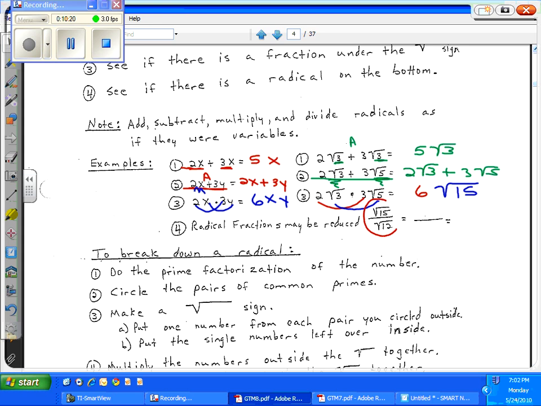Remember also that we can reduce radicals just like we reduce numbers by dividing each member by their greatest common factor. Now square root 3 goes into both of those. Square root 15 divided by square root 3 is square root 5, and square root 12 divided by square root 3 is square root 4. So that reduces to square root 5 over square root 4, but the square root of 4 is 2. What times itself is 4? 2. So this simplifies into square root 5 over 2.